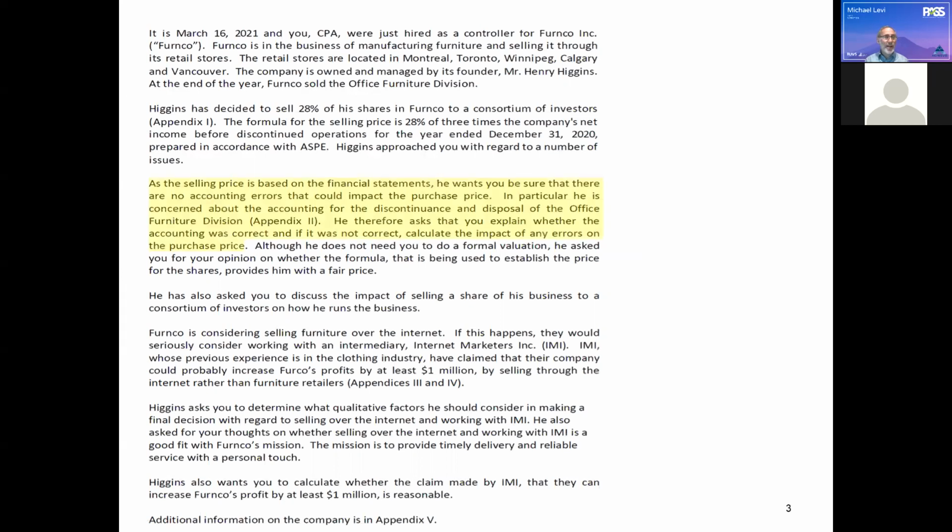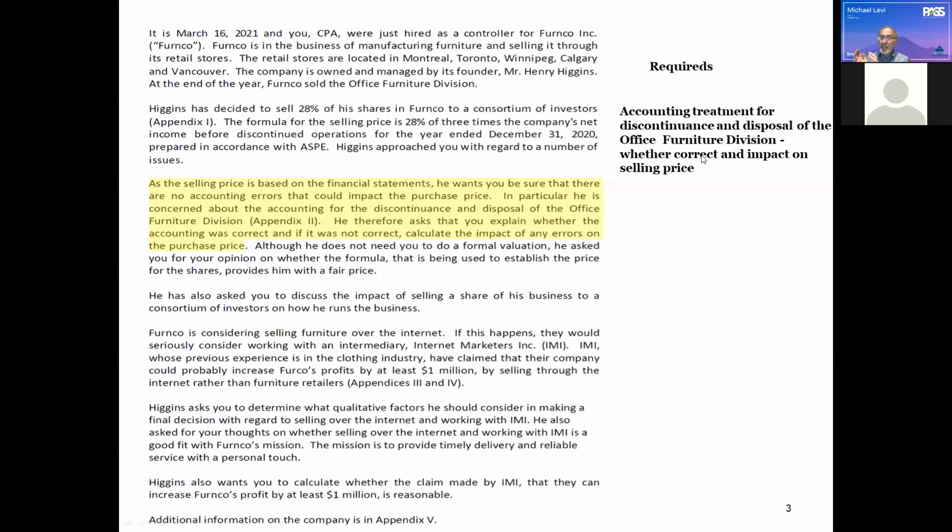Okay, when we pull out the requireds, the first required comes up in the third paragraph. As the selling price is based on the financial statements, he, being Higgins, wants to be sure there are no accounting errors that could impact the purchase price. In particular, he's concerned about the accounting for the discontinuance and disposal of the office furniture division. They refer to an appendix, which you would get to later, right? When you're reading the main body of the case, you're not flipping to appendices, you wait till you get to it. He therefore asks that you explain whether the accounting was correct, and if it was not correct, calculate the impact of any errors on the purchase price.